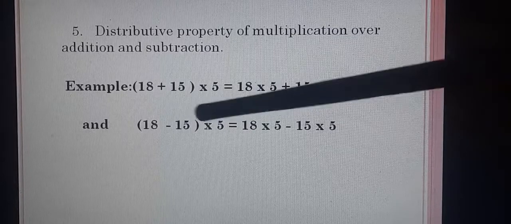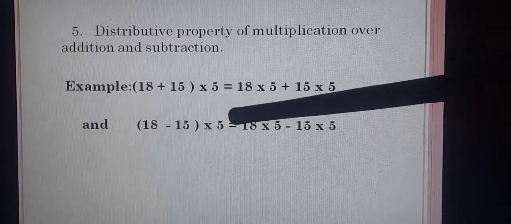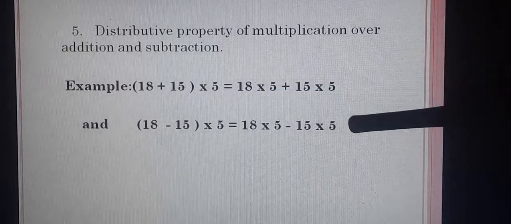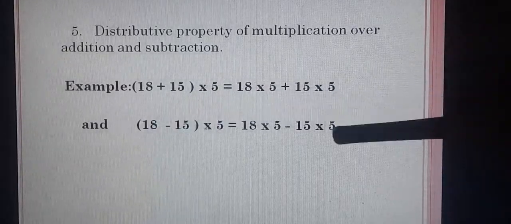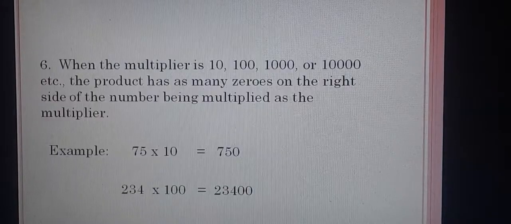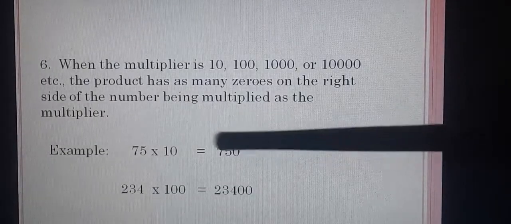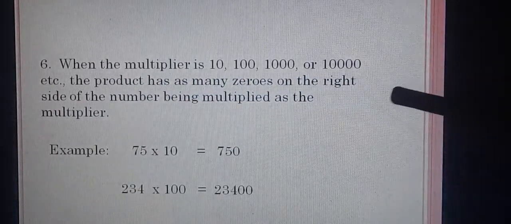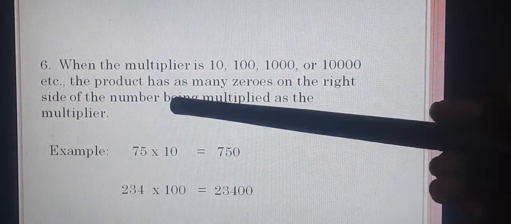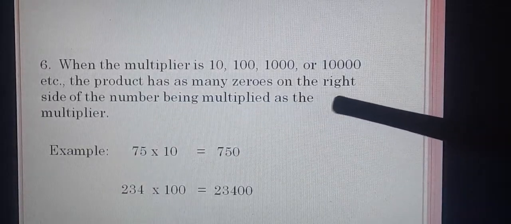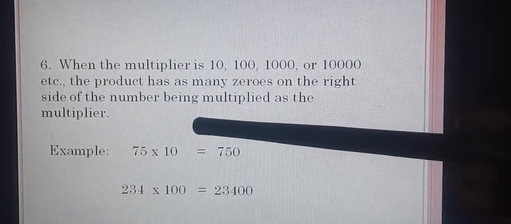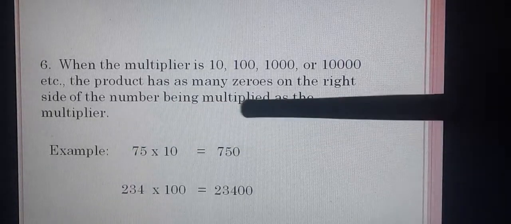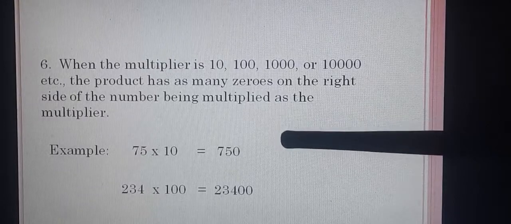Next is for subtraction. If it is 18 minus 15 multiply 5, then 18 multiply 5 minus 15 multiply 5. On both sides you will get the same result. Next property is the sixth one. When the multiplier is 10, 100, 1000 or 10,000 etc., the product has as many zeros on the right side of the number being multiplied as the multiplier. This property we generally use in our questions.